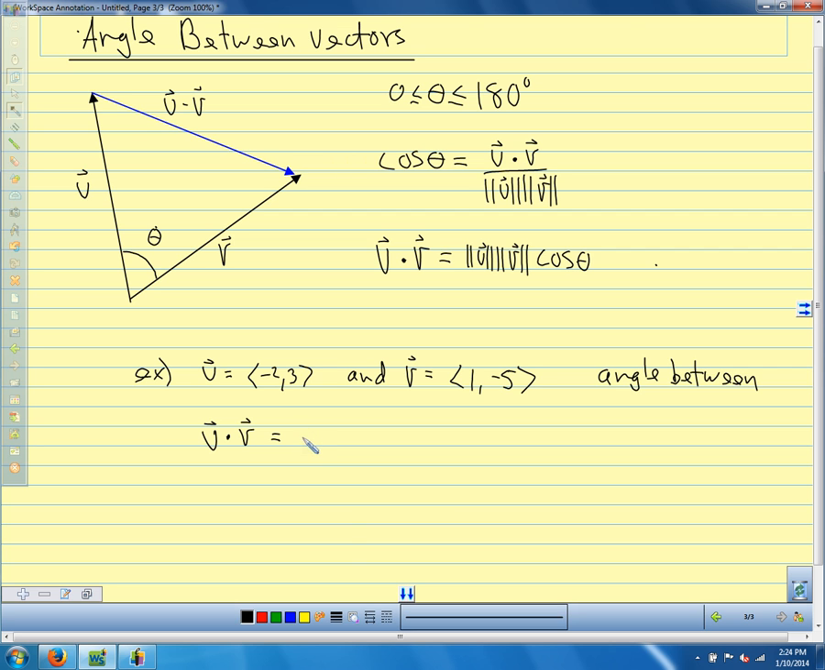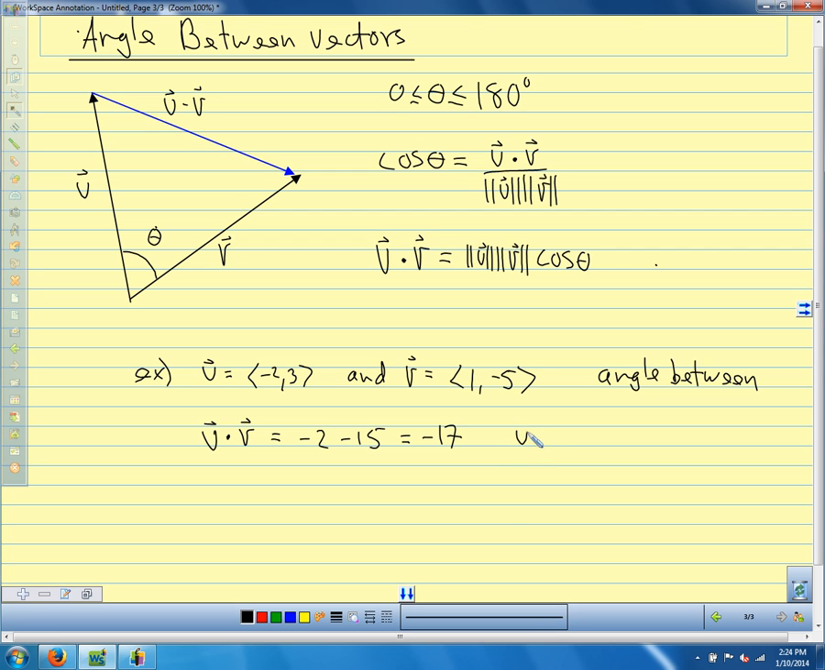I'll get it started. Negative 2 plus negative 15, and I get negative 17. So U dot V is negative 17. That's what I need for the numerator here.